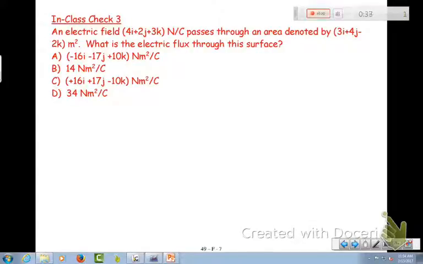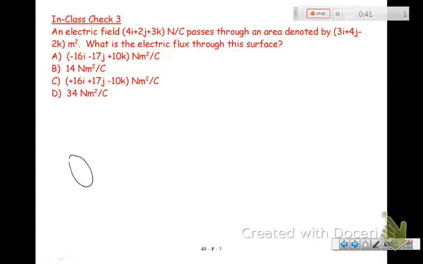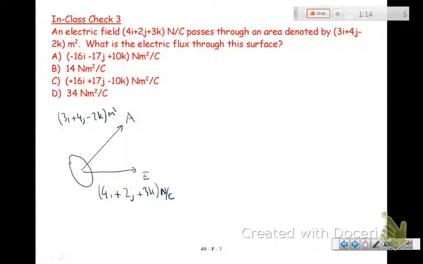So you can visualize. There's my area vector. There's my field vector. My field vector was 4I plus 2J plus 3K newtons per coulomb. And my area vector is 3I plus 4J minus 2K meters squared. So write down your equation and then decide what you're going to do.